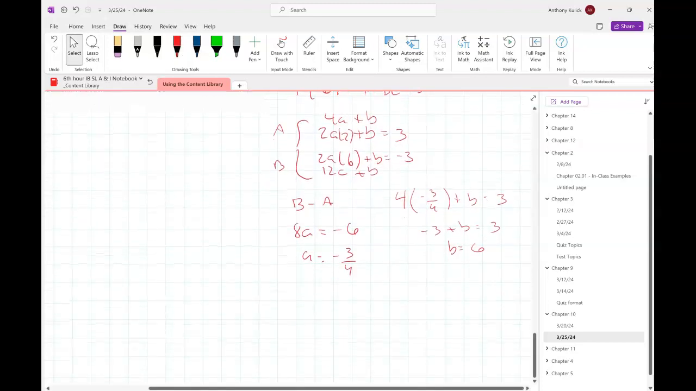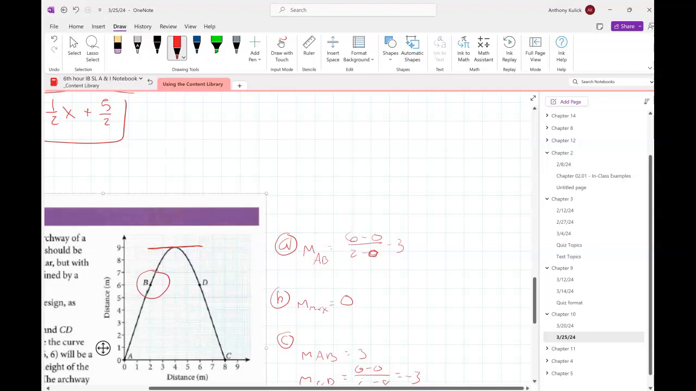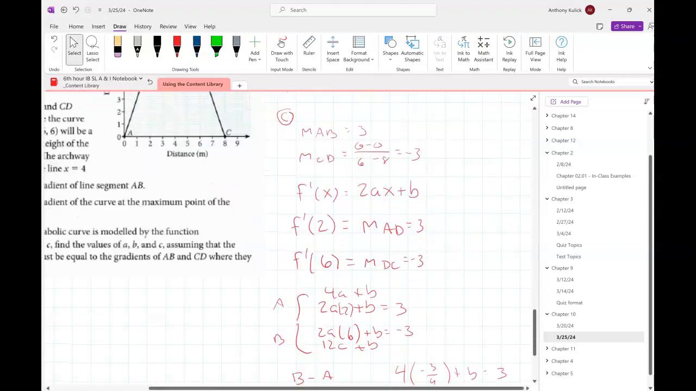Right? But we also need one other thing, right? So we know that f of x then is negative 3/4 x squared plus 6x. We still don't know what c is. How are we going to find c? I'm just going to use one of the points that I know has to be on f of x. For example, 2, 6. And that'll allow me to solve for c.